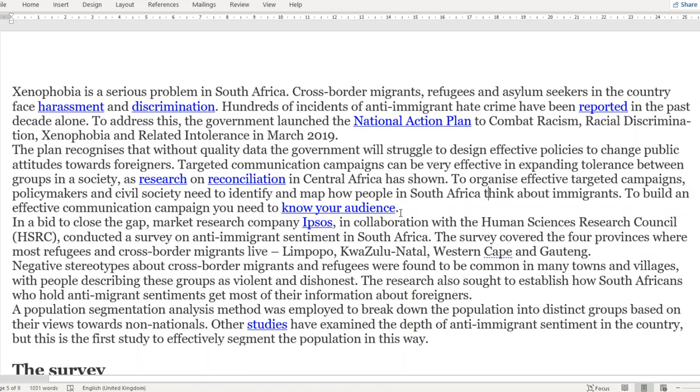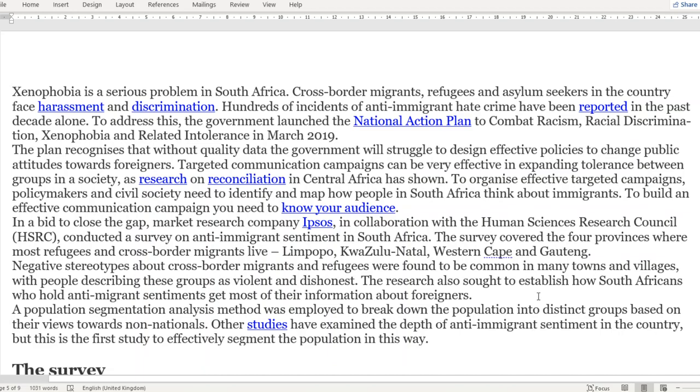In a bid to close the gap, market research company Ipsos, in collaboration with the Human Sciences Research Council, HSRC, conducted a survey on anti-immigrant sentiment in South Africa. The survey covered the four provinces where most refugees and cross-border migrants live: Limpopo, KwaZulu-Natal, Western Cape, and Gauteng. Negative stereotypes about cross-border migrants and refugees were found to be common in many towns and villages, with people describing these groups as violent and dishonest.